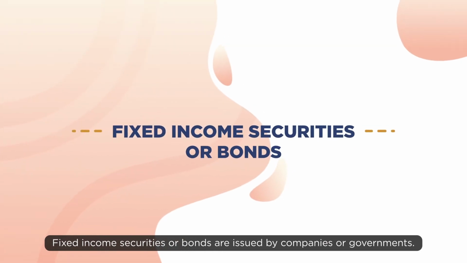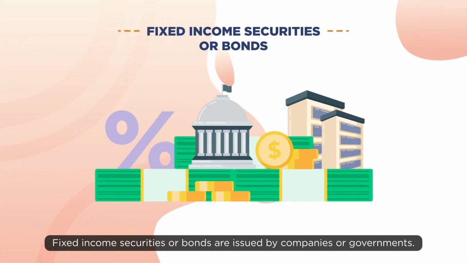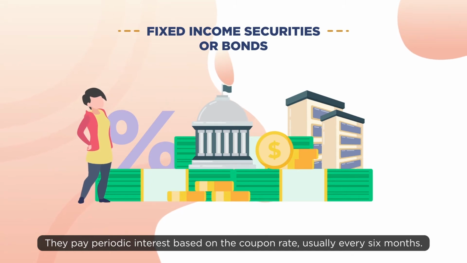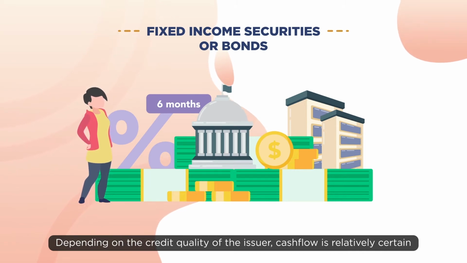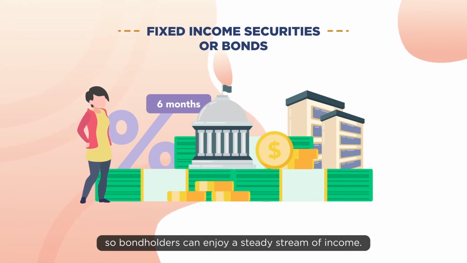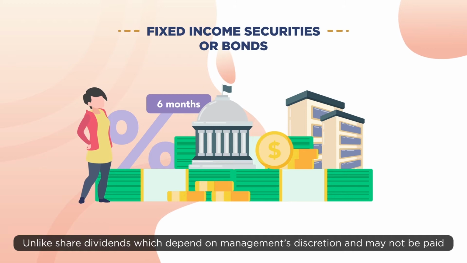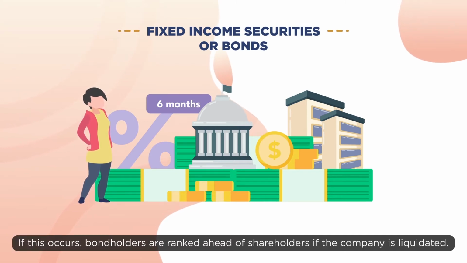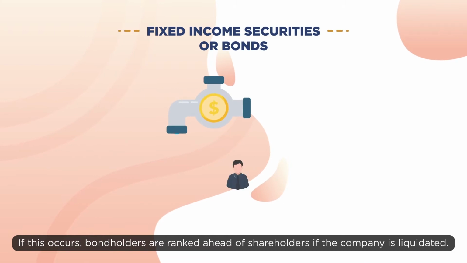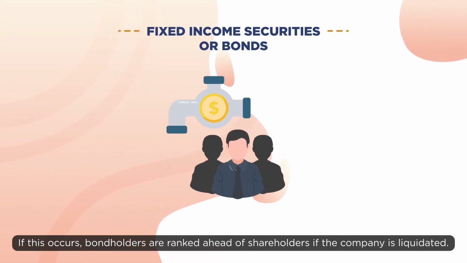Fixed income securities or bonds are issued by companies or governments. They pay periodic interest based on the coupon rate, usually every 6 months. At maturity, the bondholder receives the face value. Depending on the credit quality of the issuer, cash flow is relatively certain, so bondholders can enjoy a steady stream of income. Unlike share dividends, which depend on management's discretion and may not be paid in some years, non-payment of coupon interest triggers a default event. If this occurs, bondholders are ranked ahead of shareholders if the company is liquidated.